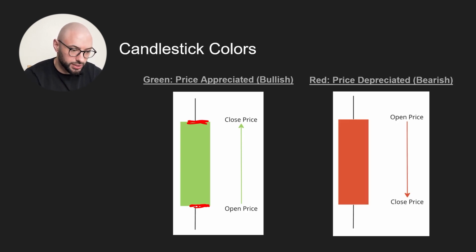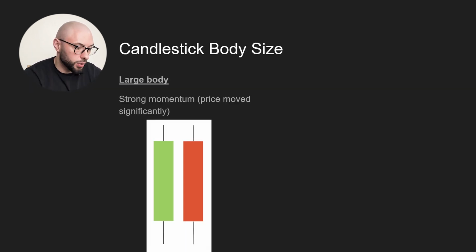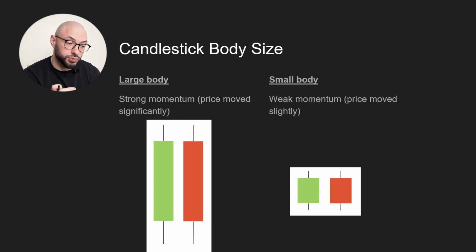And a red candle is the opposite. It opened at the top and closed lower. You can see it opened here, went all the way down and closed at the bottom. And the wicks again, just how far price went within that time. So the candlestick body size: a large body indicates strong momentum and indicates price moved a lot. So if you see a big green candle, it means strong bullish momentum. If you see a bearish red candle, a lot of strong momentum to the downside. If you see small candles, that indicates weak momentum, price has hardly moved.